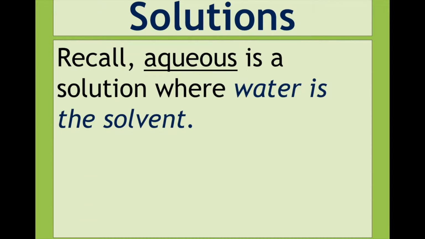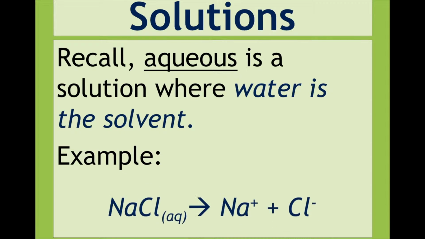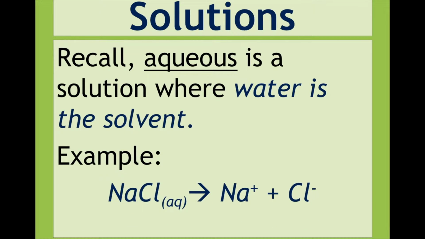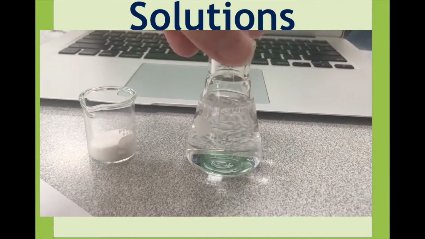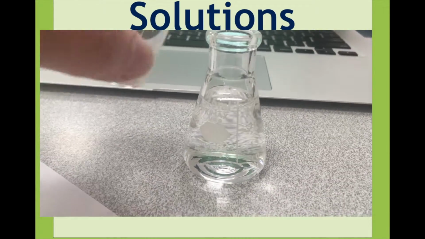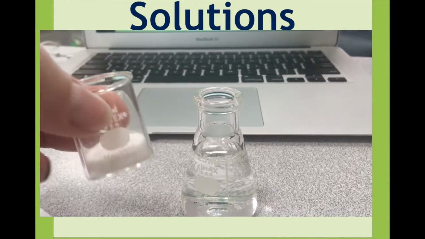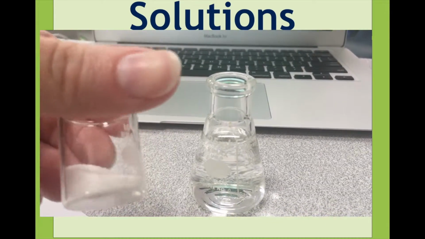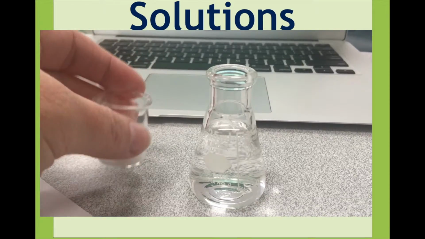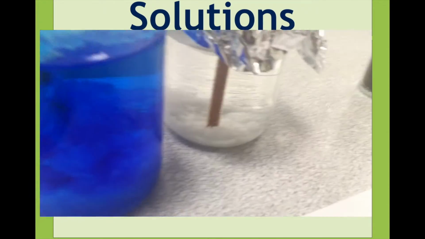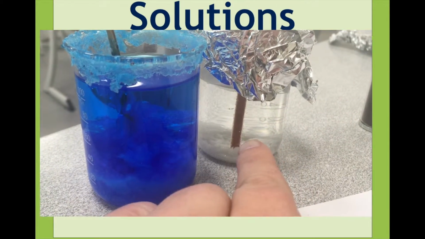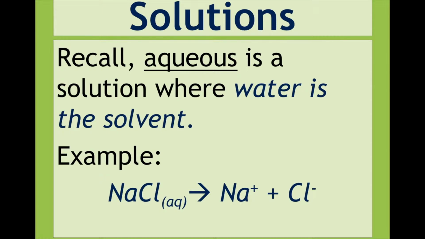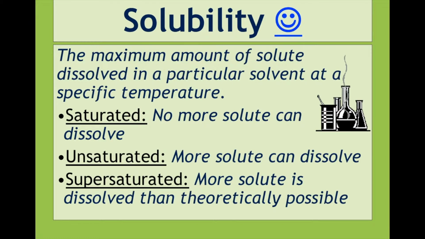Okay, so solution. Remember, an aqueous solution is where the water is the solvent. So maybe not an alcohol as a solvent, but this would be like if this was water, which it is. So if I were to pour this in here, then it would be an aqueous solution. Let's pretend this is salt. It's not, but pretend it is. And if I poured it in here, it would be considered an aqueous solution. This was actually an aqueous solution, both of them. This is copper sulfate, which is an ionic compound, and this is NaCl, which is what you see on your screen right now. So for solubility, you can have saturated, unsaturated, and supersaturated.